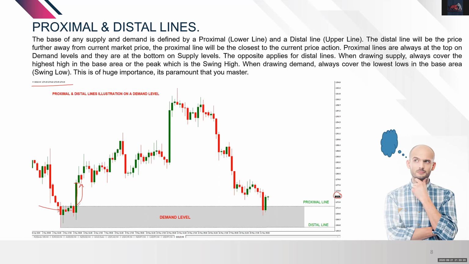That creates our demand. So the lowest low between this candle and the last down candle is here. That lowest low now defines our distal line. And then where this last down candle opened, that's where it was broken above with the impulsive move. That's where our proximal line is drawn. We are going to draw this again on the chart shortly.